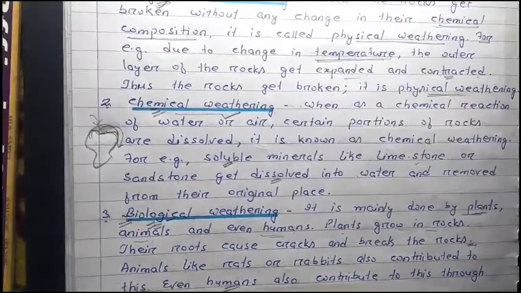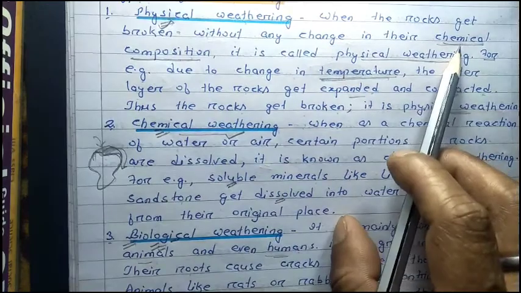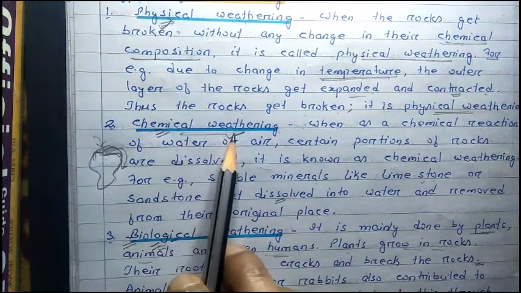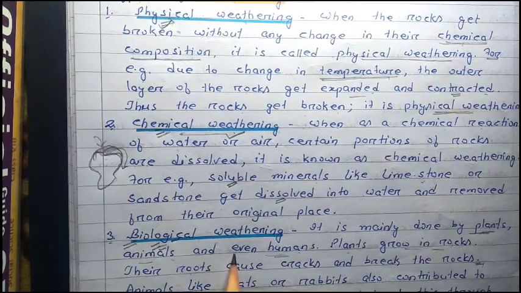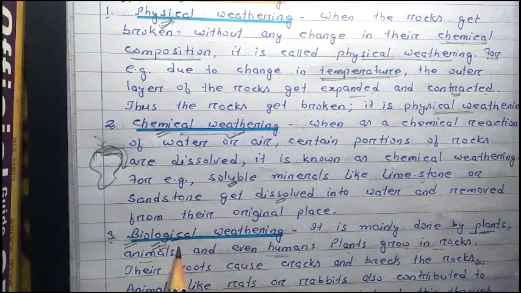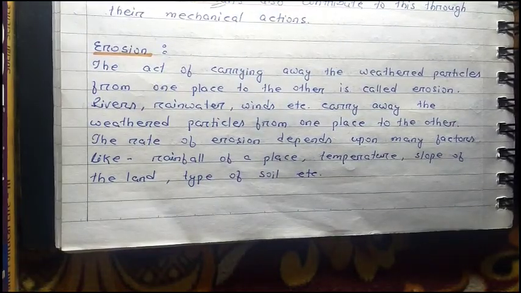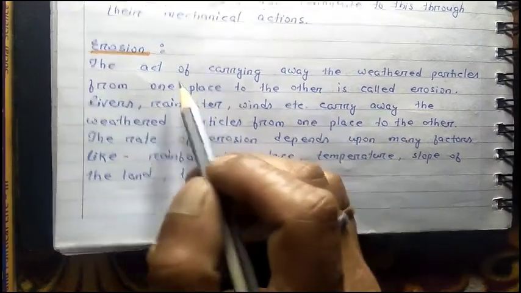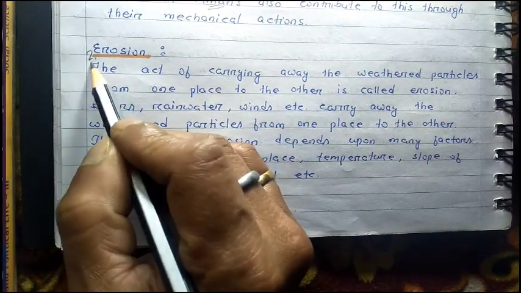So these are the three types of weathering. One is physical, without any chemical change; chemical weathering, where there will be some chemical changes; and biological weathering, which is done mainly by living beings. Now I am going to explain the second type of external activity, which is known as erosion.